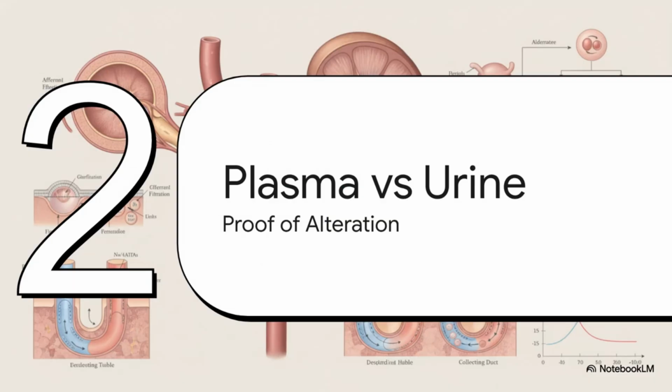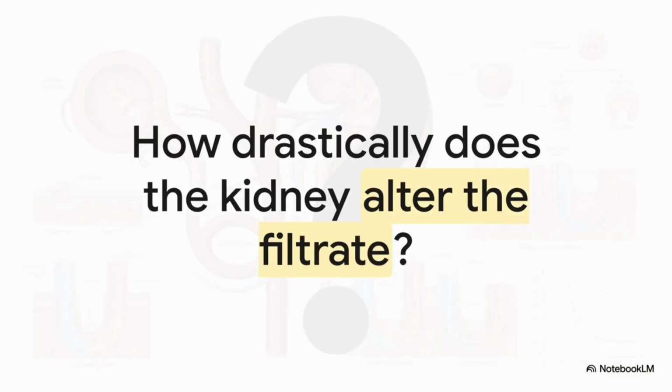Section 3, comparing plasma and urine, proof of alteration. Okay, so now that we've got the abstract concepts of filtration, reabsorption, and secretion down, we have to ask a pretty fundamental question. How drastically does the kidney actually alter this fluid? From its starting point as blood plasma to its final form as urine, just how powerful is this machinery?